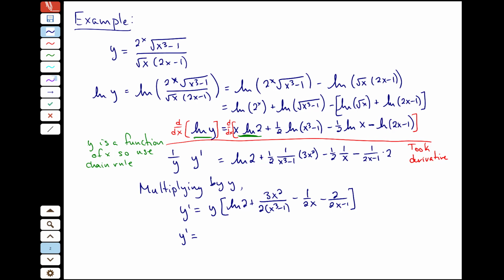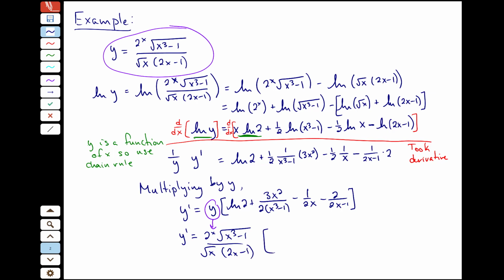So I go back to the beginning and I say, oh, hey, what was y? Y was that expression. And so I use that to replace y. And so all in all, I have 2 to the x times the square root of x cubed minus 1 divided by the square root of x times 2x minus 1. All of that times natural log of 2 plus 3x squared divided by 2 times x cubed minus 1 minus 1 over 2x minus 2 over 2x minus 1. And that's my final answer.